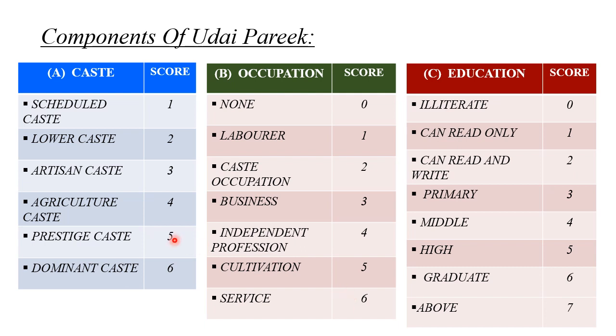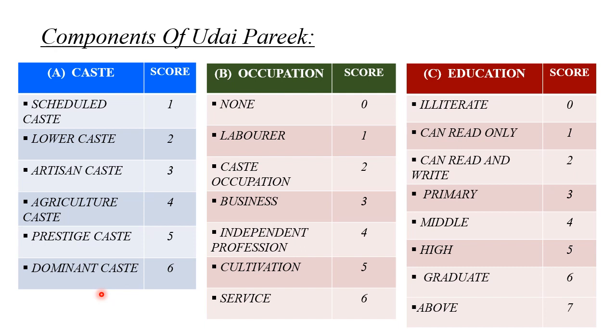These are the different components. Caste: scheduled caste, lower caste, artisan class, like when some caste is linked to an occupation, like Kumhar, Tarkhan, etc. These are the artisan classes. Then agricultural class caste, prestige caste, and dominant caste. These scales were developed way earlier, so a more stringent class system was there.